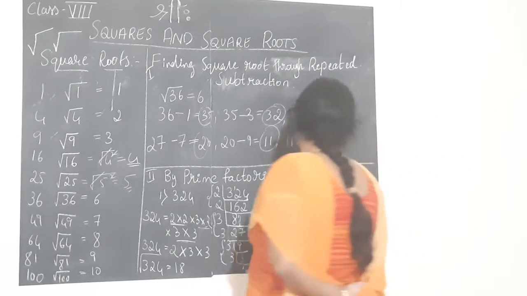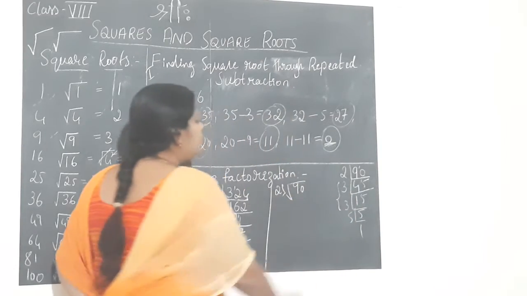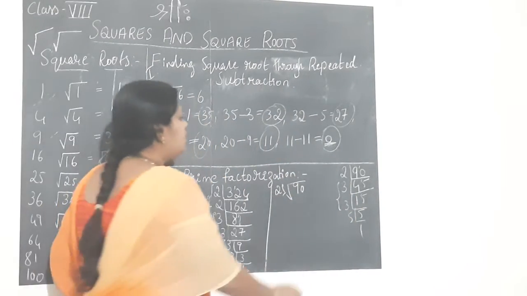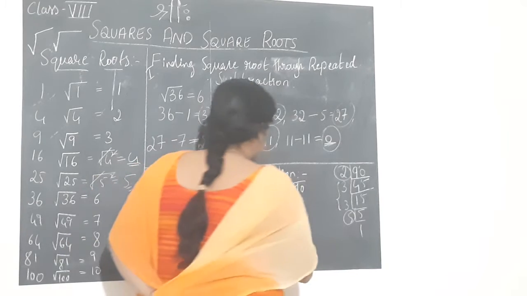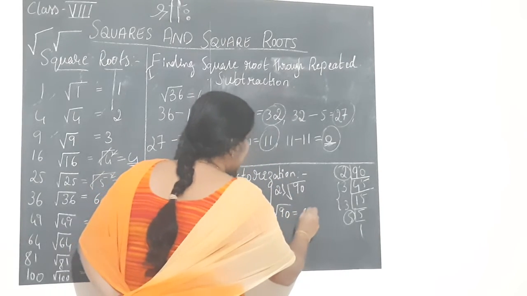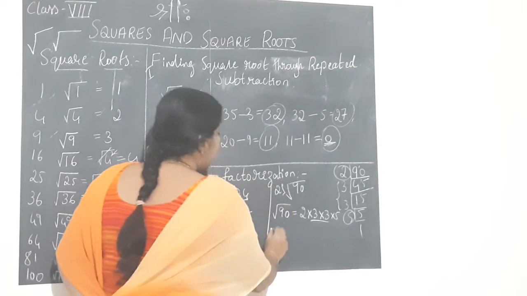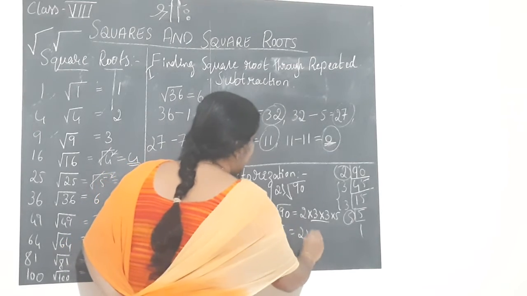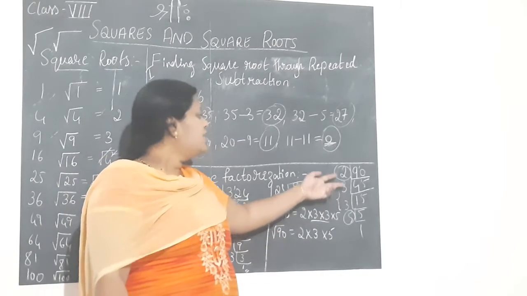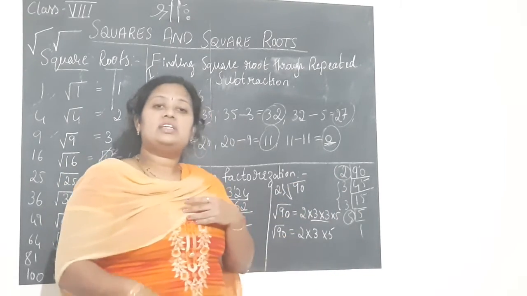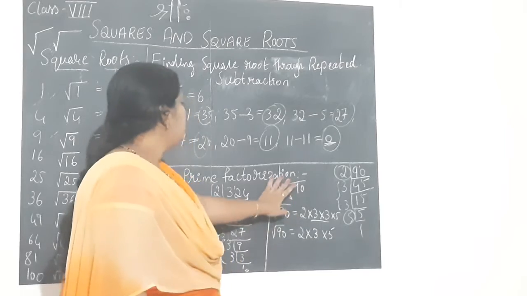Now, if you try to group those prime factors, what did you get, children? Only number 3 has its pair, whereas number 2 and number 5 are repeated only once. In such a case, 90 is 2 into 3 into 3 into 5. Only 3 is in pair, so square root of 90 is 2 into 3 into 5. When you are not getting prime factors in pairs, children, then you can say that the given number is not a perfect square.